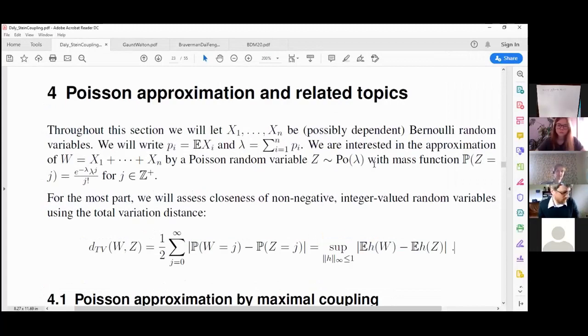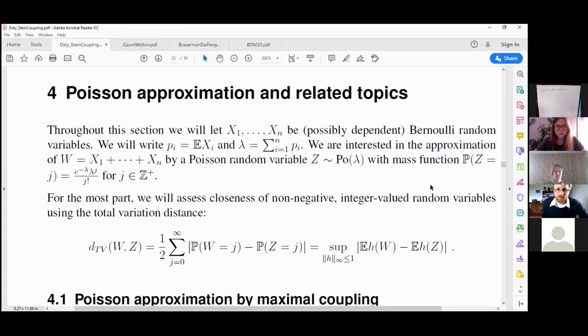I'll go relatively quickly, but before I do Stein's method in a Poisson case, I just want to show you a couple of simpler arguments for Poisson approximation, particularly for the independent case. These arguments work in the independent case, not for dependent things, but will just show us that even in the independent setting you need something a little bit more sophisticated than just some very simple arguments.